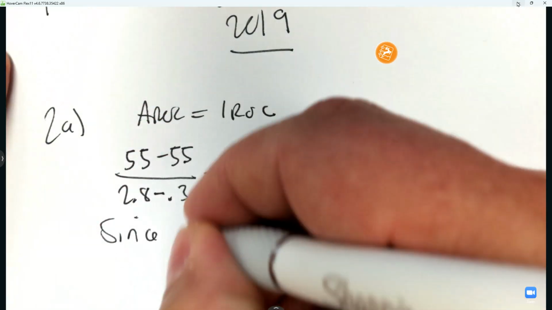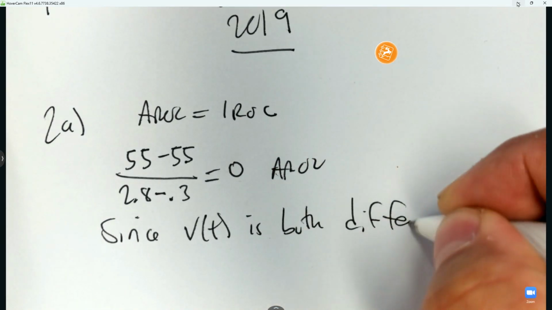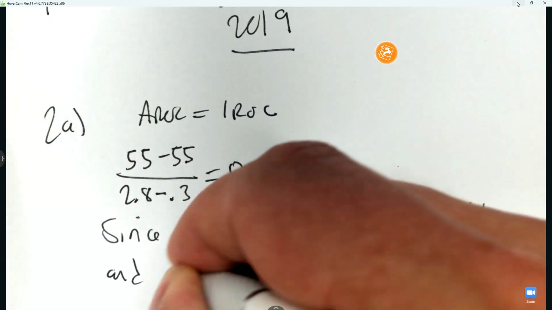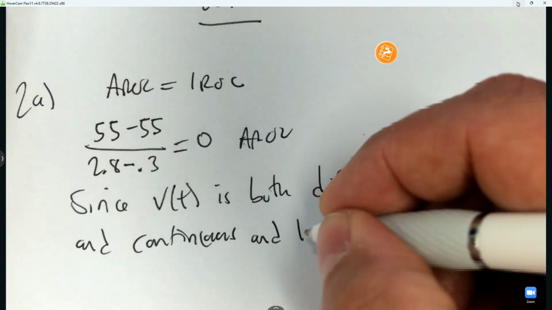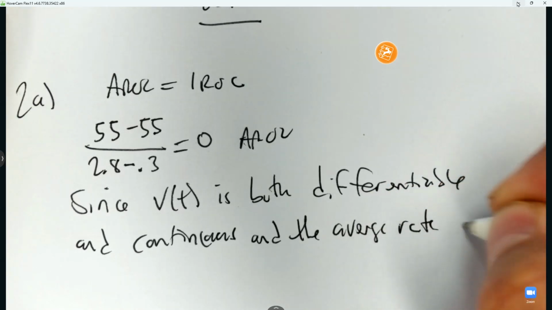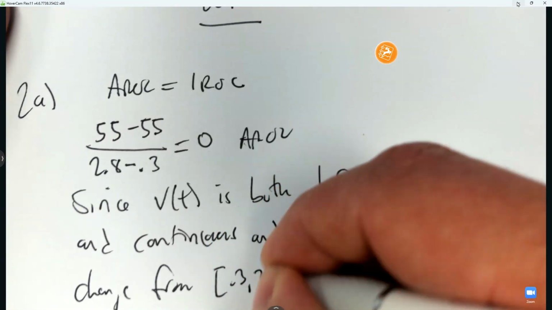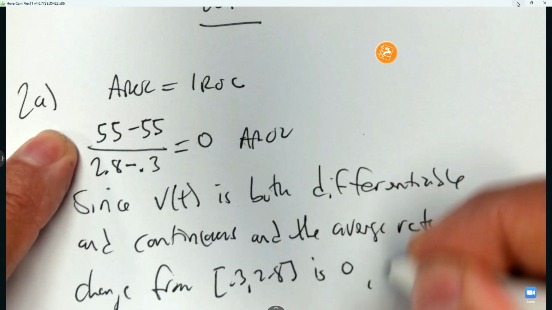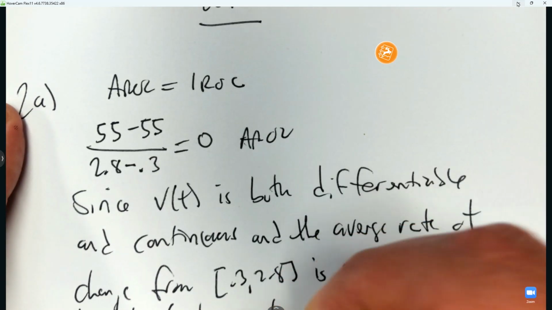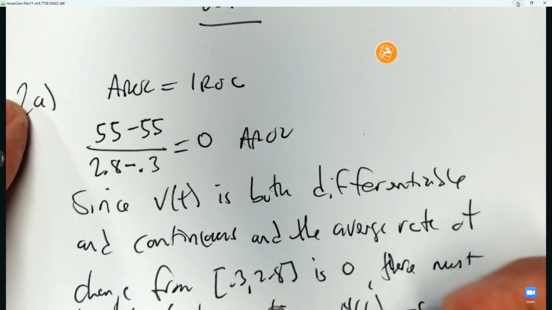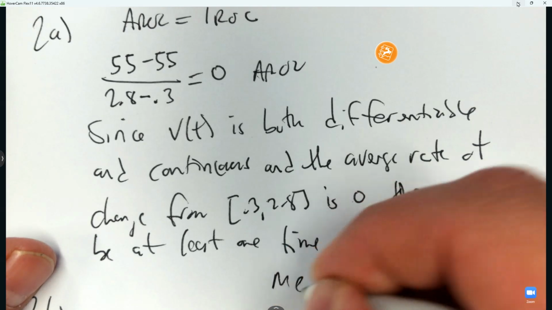So we just write that down. Since the velocity is both differentiable and continuous, and the average rate of change from 0.3 to 2.8 is 0, there must be at least one time that the derivative is also equal to 0. Done. And that's called the mean value theorem.